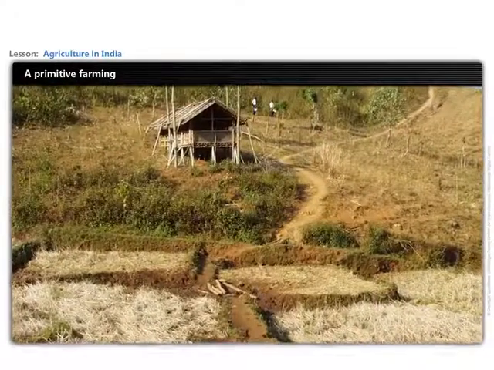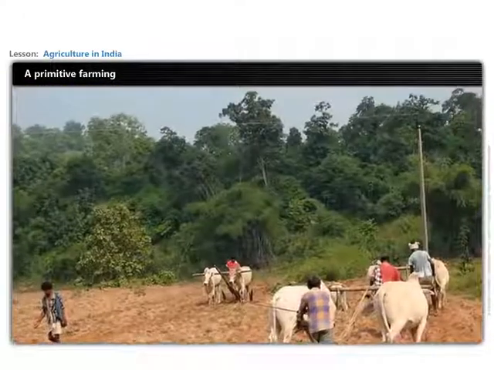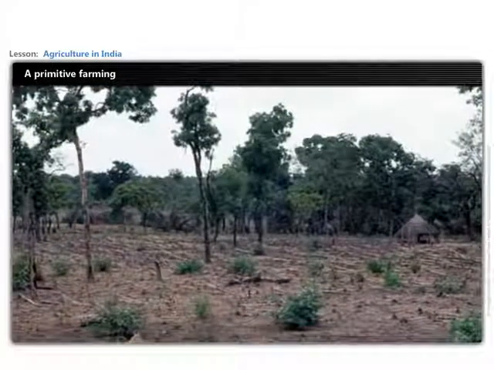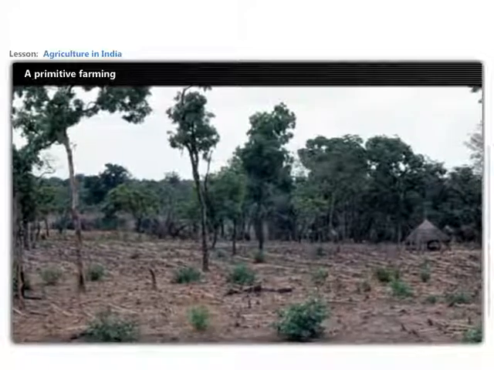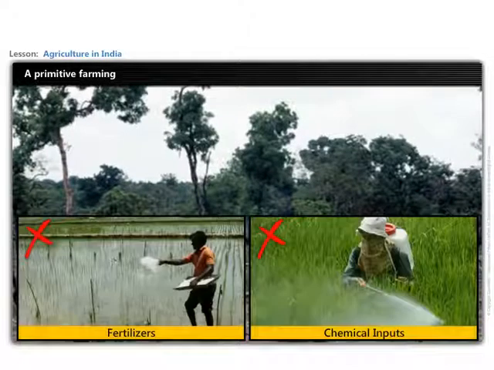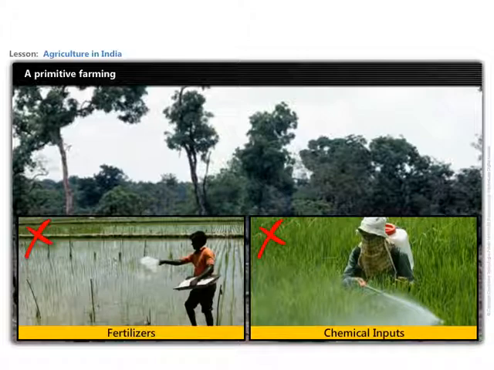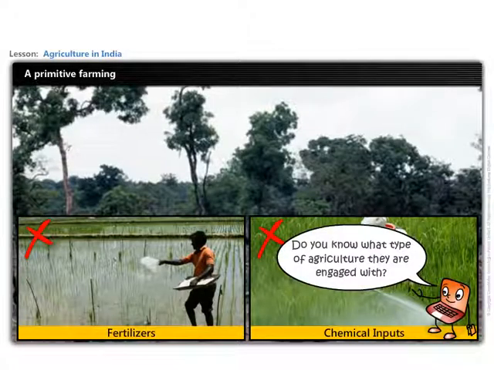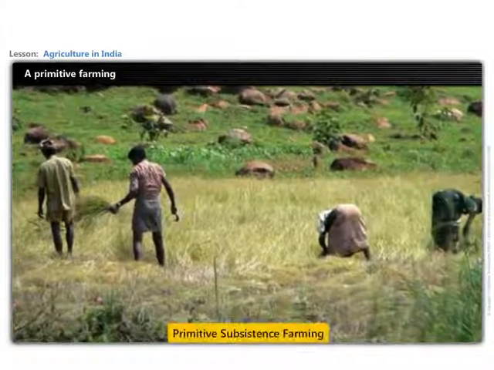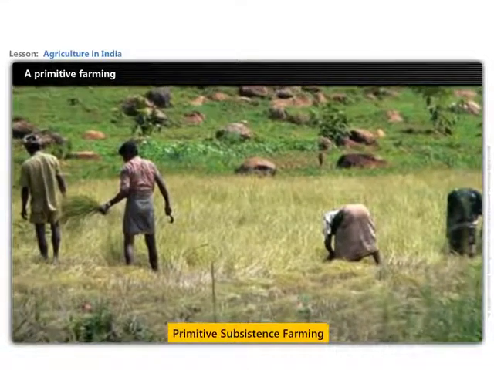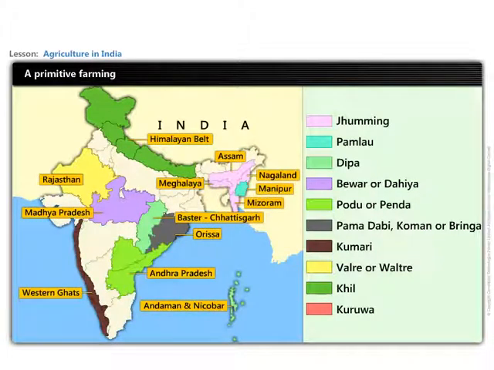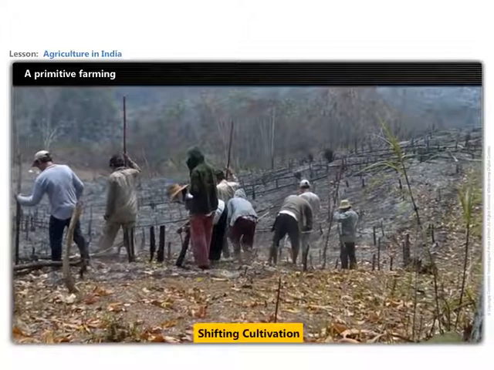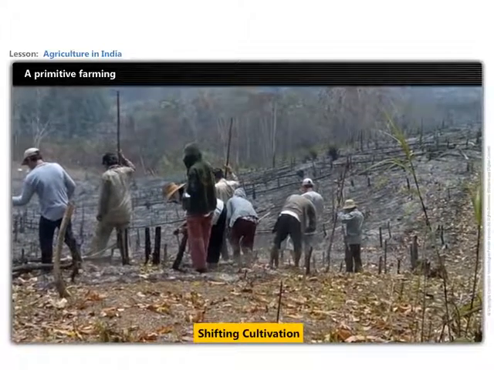When the soil fertility decreases, they search for a fresh patch of land for cultivation. They leave the previous land to regain its fertility naturally because they do not use fertilizer or any other modern inputs. Do you know what type of agriculture they are engaged with? This is a type of primitive subsistence farming which is known by different names in different parts of our country. It is also known as shifting cultivation because farmers move from one place to another.